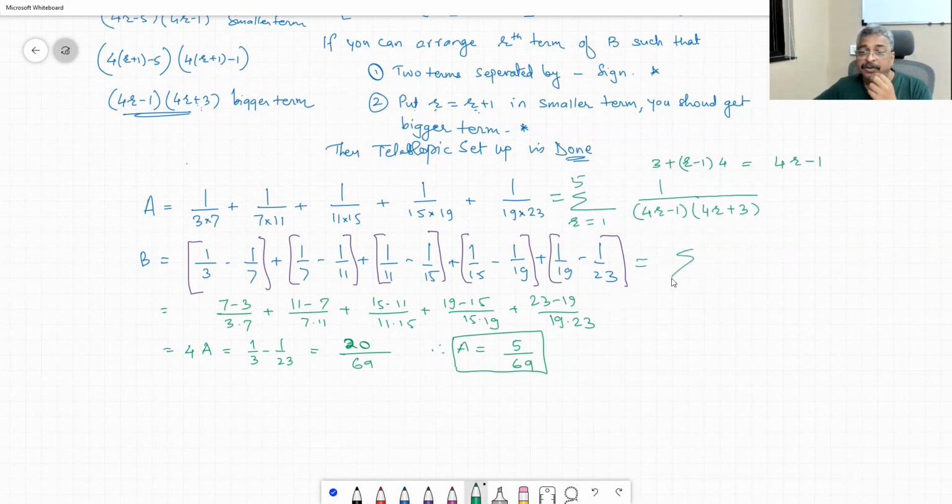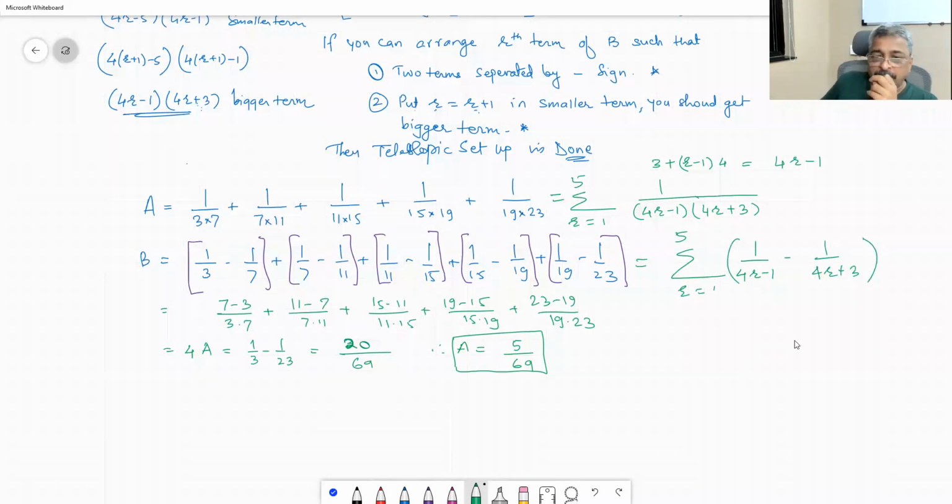However, I would like to write this as sigma R is equal to 1 to 5, 1 upon 4R minus 1 minus 1 upon 4R plus 3. I just split them. Okay. And therefore, this and this is equivalent because their LCM is same, but the numerator is different. And therefore, what I get is B as 4 times sigma R goes from 1 to 5, 1 upon 4R minus 1 minus 1 upon 4R plus 3.